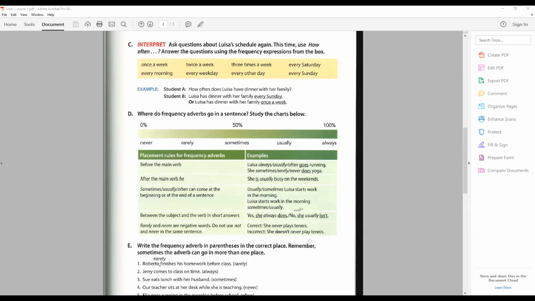So then we are also going to talk about what's called frequency expressions. Okay, so expresiones de frecuencia, right? For example, once a week, una vez a la semana, every morning, cada mañana, twice a week, 2 veces a la semana, every day, cada día, every weekday, okay? So remember weekday, we're talking about Monday to Friday.